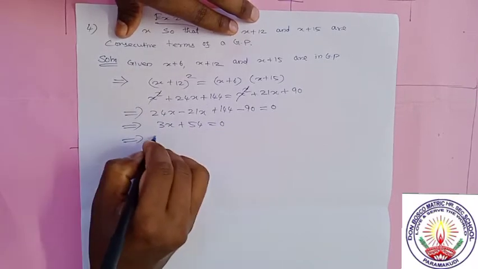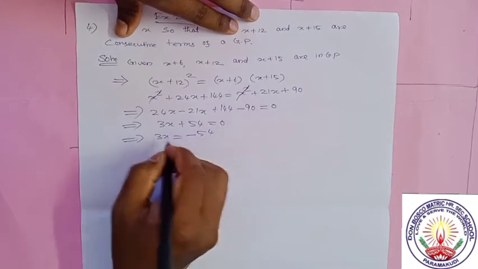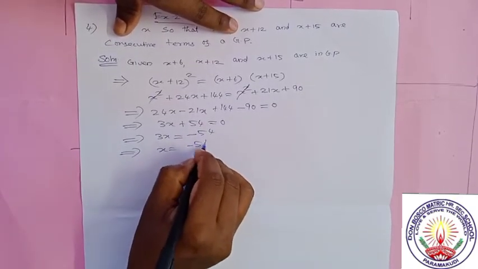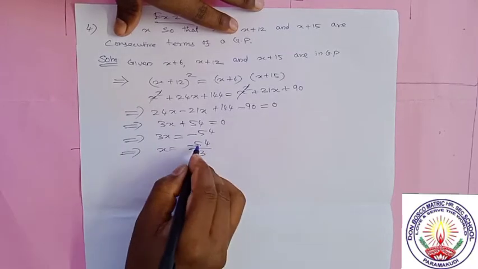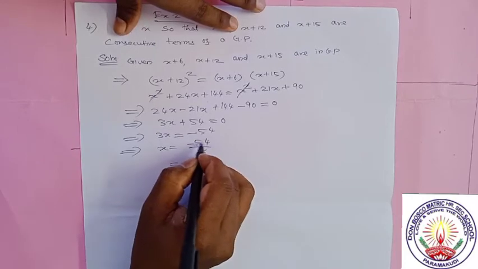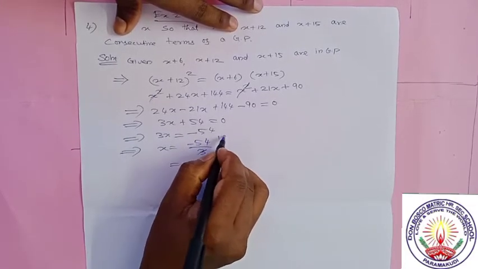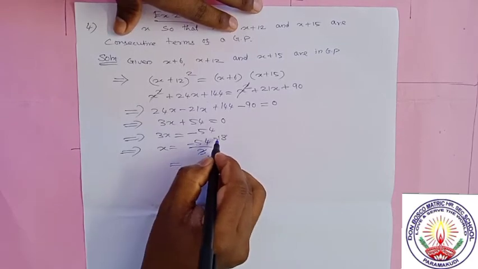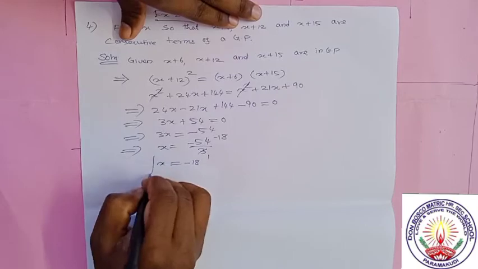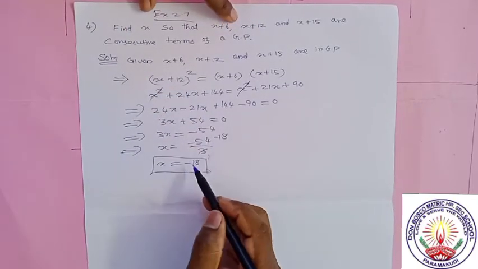So which implies 3x is equal to minus 54. So x is equal to minus 54 divided by 3. 5 plus 4 is equal to 9, so we can divide by 3. 3 1s are 3. In 5, 1 3 is 3, remaining 2, 24. 8 3s are 24. What is the sign? Minus. So it is minus 18. So x is equal to minus 18. What is our problem? Find x. The value of x is minus 18.